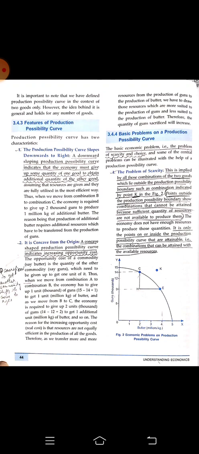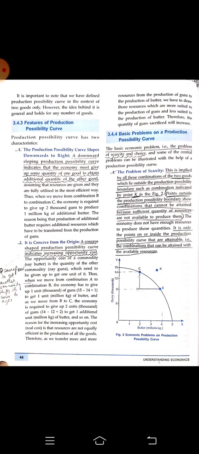Today we are going to start from the assumptions of the production possibility curve. What are the assumptions? We have already got an explanation of this in our previous video: the amount of productive resources is fixed, there is no change in technology, and all the productive resources are fully employed. We are utilizing all the resources fully.